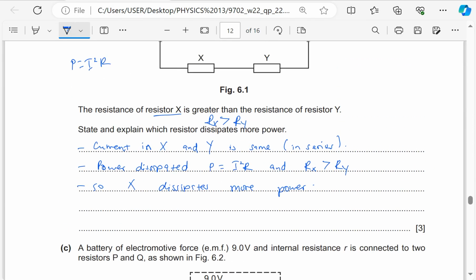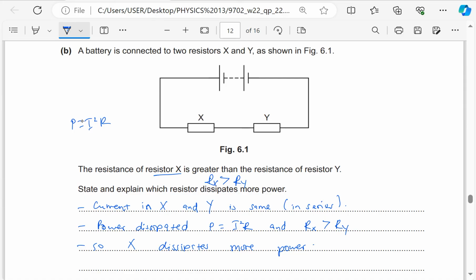Alternatively, you can look at it in terms of PD. Because R for X is bigger than Y, it means V for X is also going to be greater than V for Y. Then when I use power is equal to I times V, it still means power for X is greater than power for Y. As simple as that.